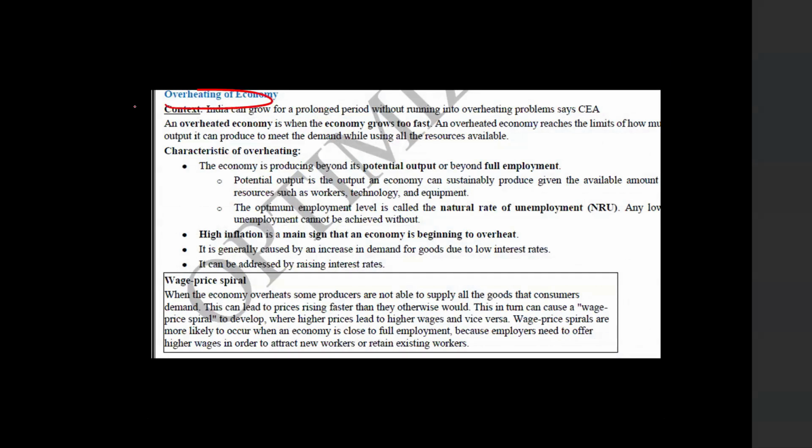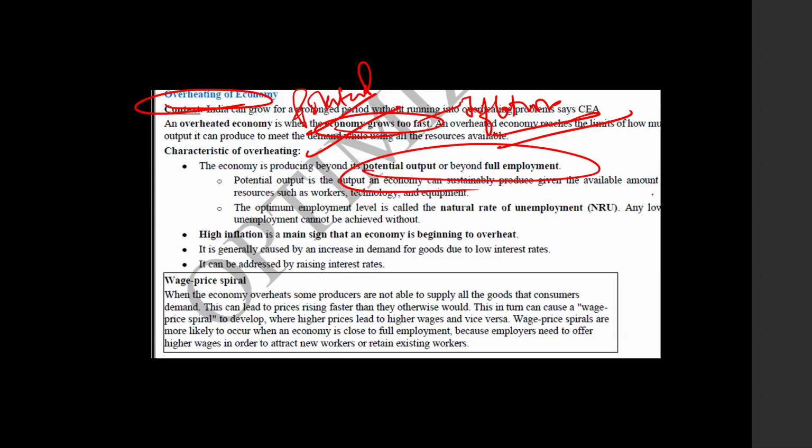Next, overheating of the economy. What is overheating of the economy, guys? When the economy grows too fast, it gets overheated. Inflation is called overheating. See, if you also do something more quickly, then you will get heated. An overheated economy means inflation becomes very high. The economy grows very fast beyond its potential. What is a full potential economy? A full potential economy is an economy where we have full employment.